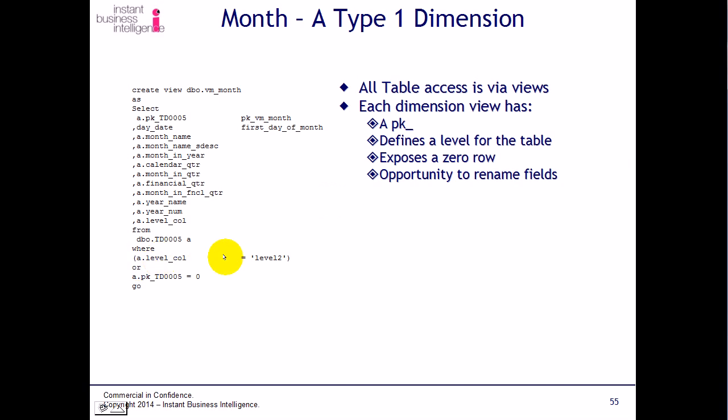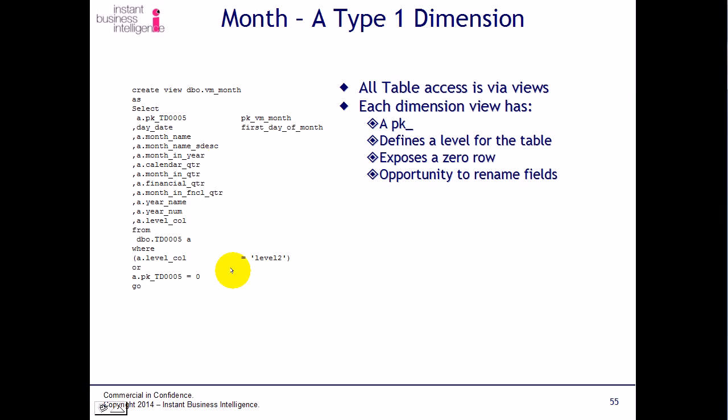You will find here a level column is set to level 2. So it defines a level for the table. So every dimension table has got a level column associated with it. And there are 10 levels defined from detail up to level 9, which is considered total. Okay. Exposes a 0 row, so you've got OR PKTD0005 equals 0. Okay. Shows you the opportunity to rename fields. Day, date is first day of month. Level column equals level 2, and rename the primary key. So this is the simplest.